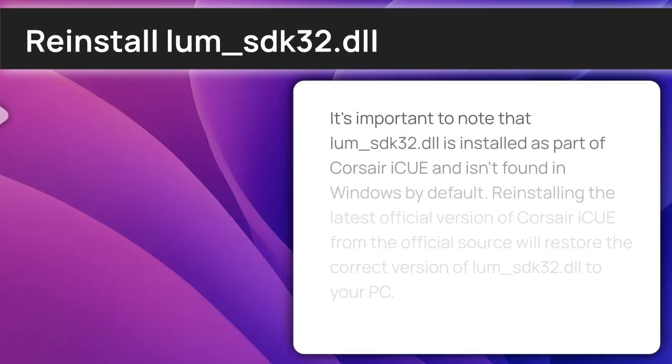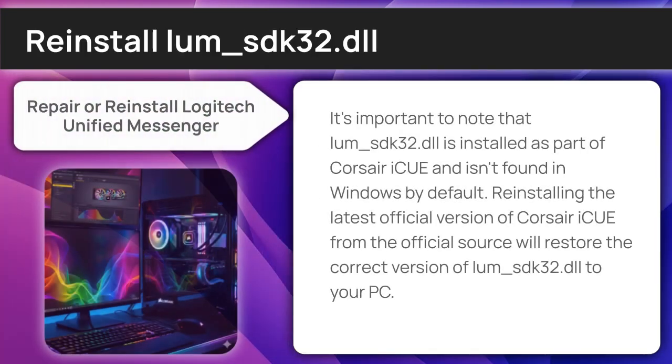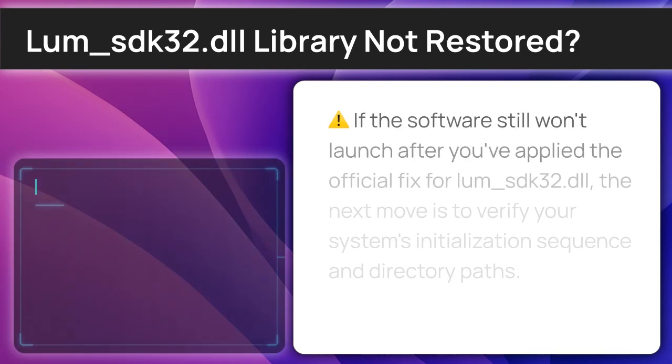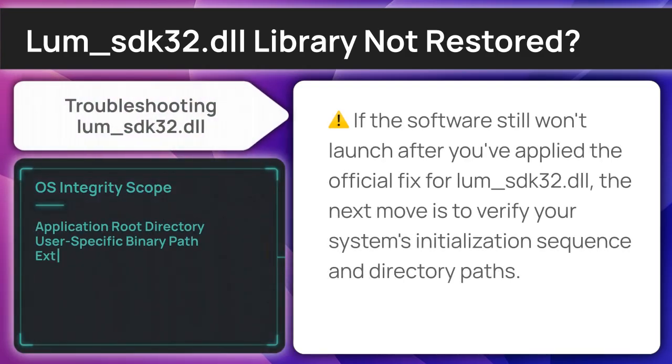This error typically means a core application file is missing from the Corsair iCUE installation path. Reinstalling the latest official version of Corsair iCUE is the fastest way to restore the LUM SDK32 DLL and get the program running again. If no luck was had with the redistributable package, we will escalate the fix by performing a targeted reset of the system state.